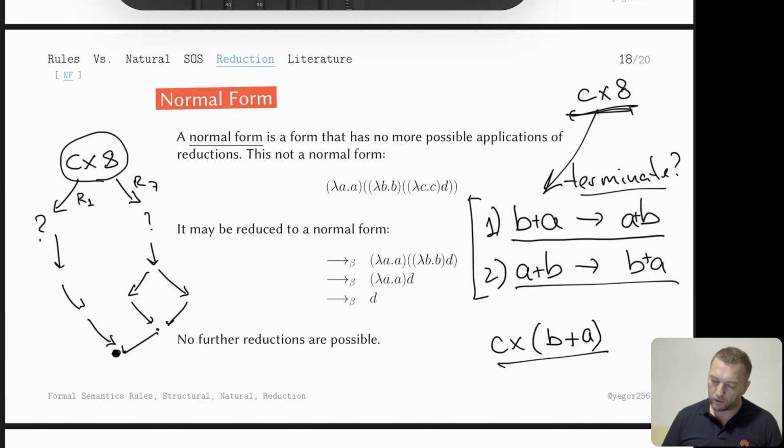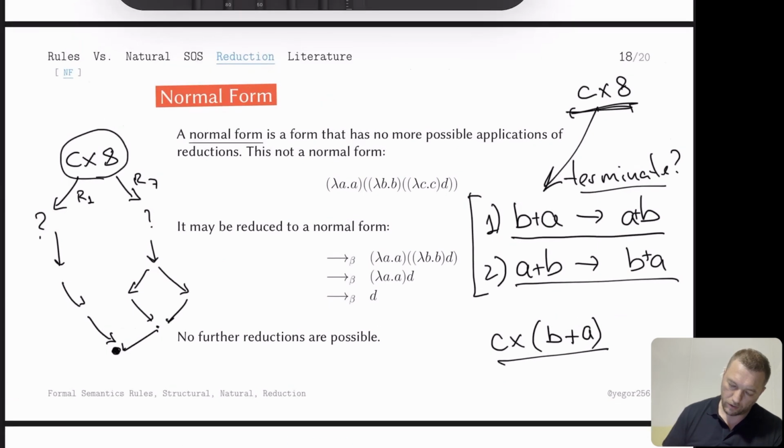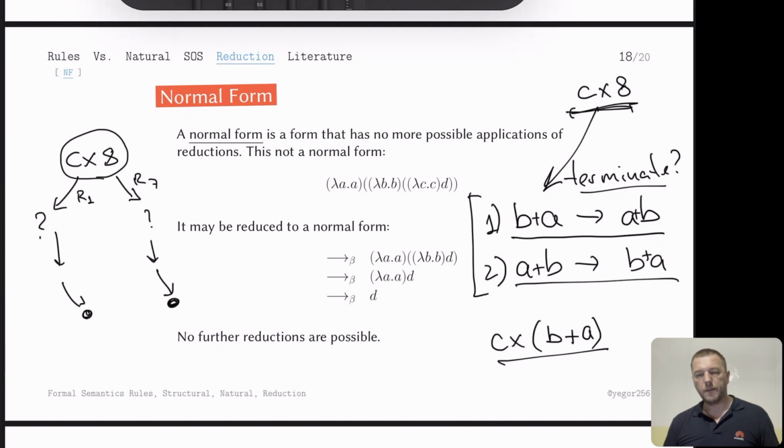So this will not happen. This picture is not possible. This system is not confluent. It means that we can reduce one expression to two different expressions. It could be this or could be that. It's not good in your language.